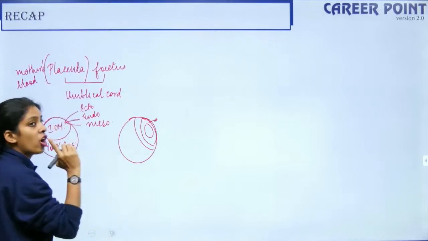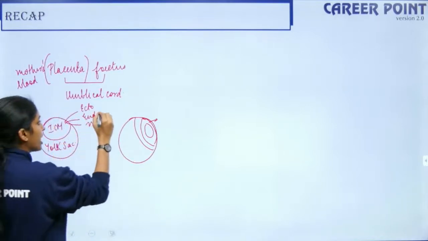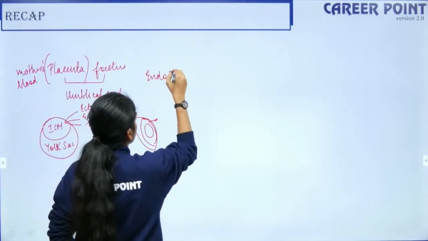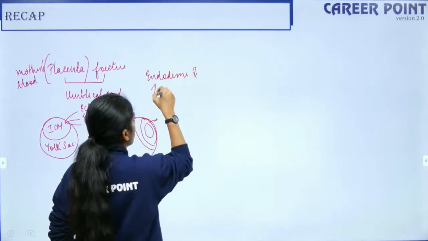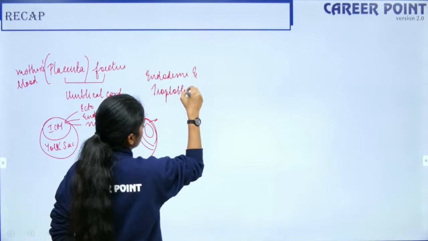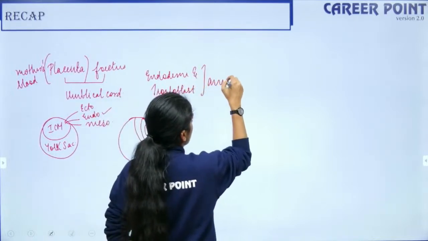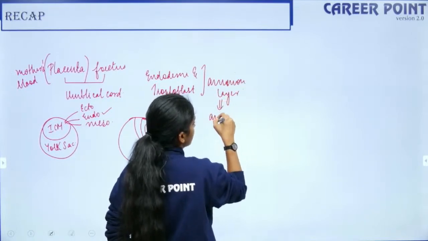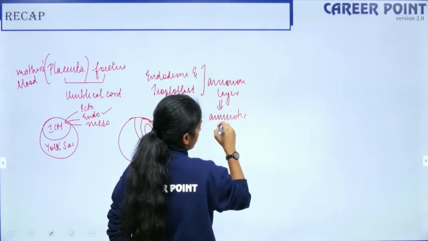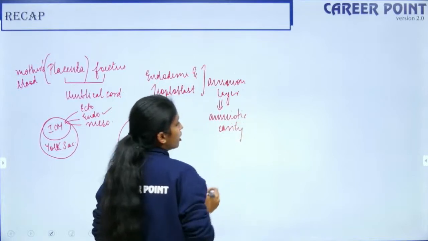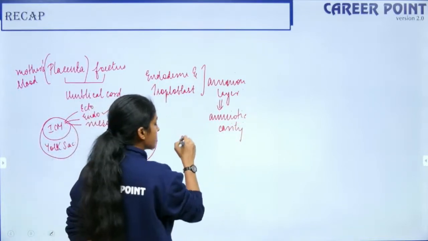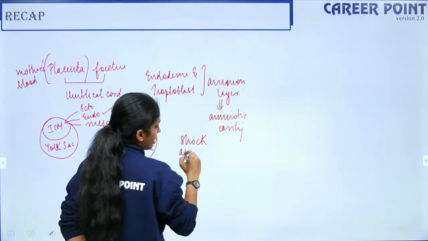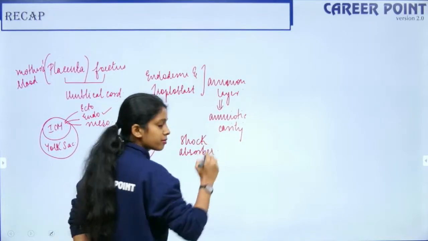The space between your endoderm and your trophoblast. So the innermost layer is your endoderm, right? So the space between your endoderm and your trophoblast is your amnion layer. So this forms the amniotic cavity, which has the amniotic fluid. So this amniotic layer acts as a shock absorber. Just like the skull protects the brain, your amniotic layer acts as a shock absorber.